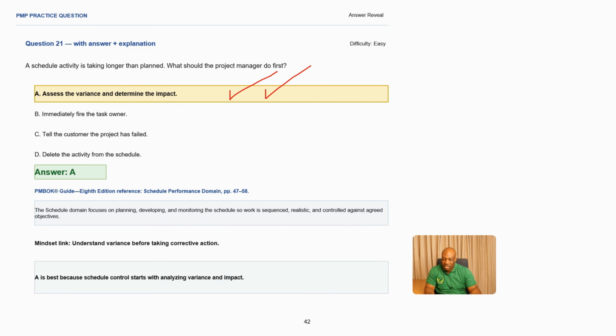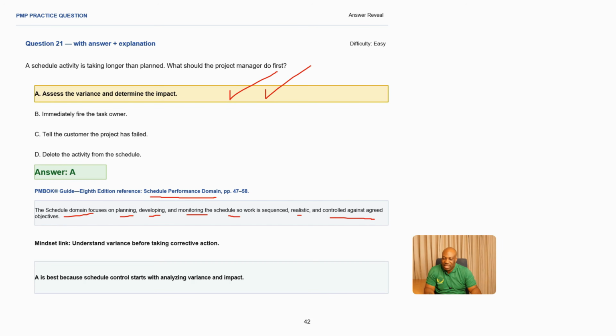What is our reference? Our reference in PMBOK is the schedule performance domain, which is on page 47. What does it say? It says the schedule domain focuses on planning, developing, and monitoring, so that schedule work is sequenced and realistic, and also controlled against agreed objectives.